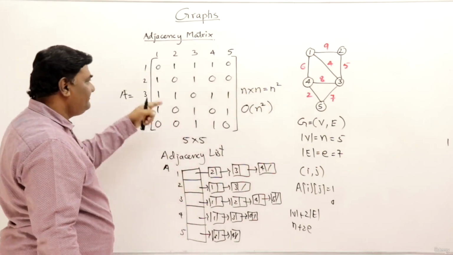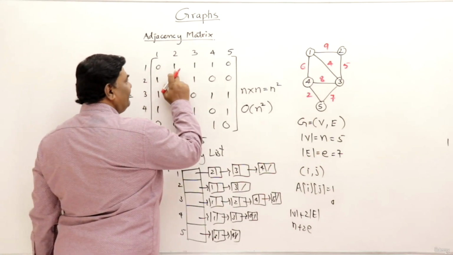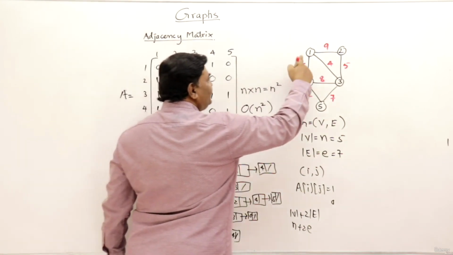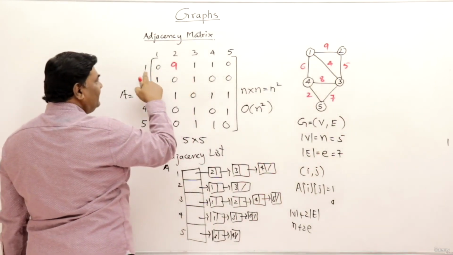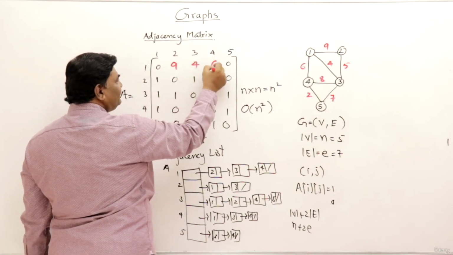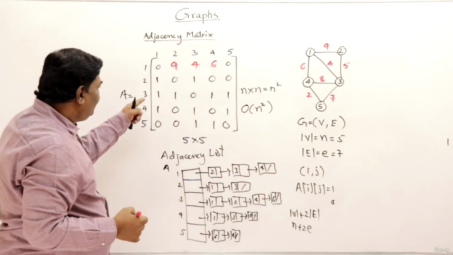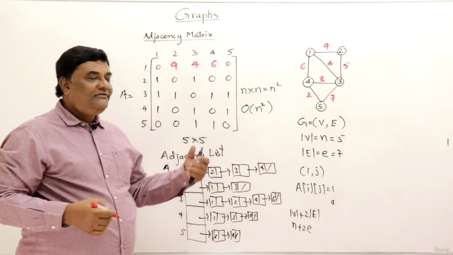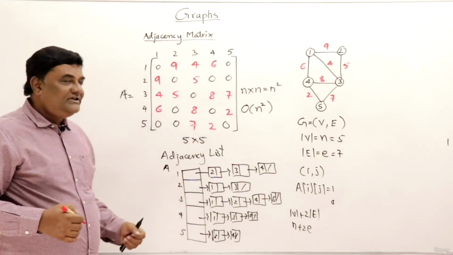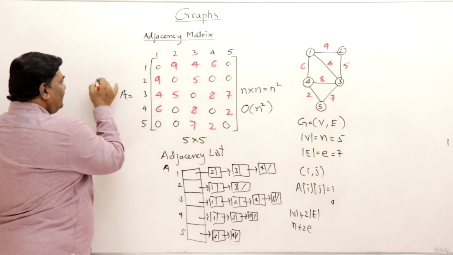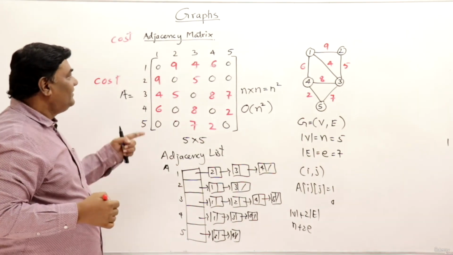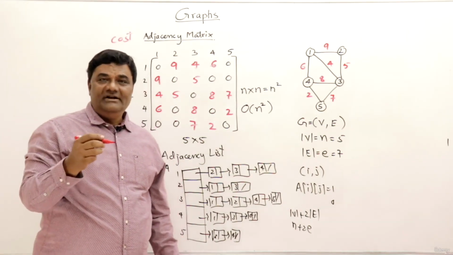In the form of an adjacency matrix, instead of marking this edge as 1, we can mark it with a weight, that is 9. So edge from 1 to 2 is 9, and the cost of edge from 1 to 3 is 4. Cost of an edge from 1 to 4 is 6. In this way, all these ones can be changed to the weights of those edges. I'll change them. So here I have changed all of them. Now we can call this a cost adjacency matrix, instead of just calling it an adjacency matrix, because the matrix is representing the cost of edges.